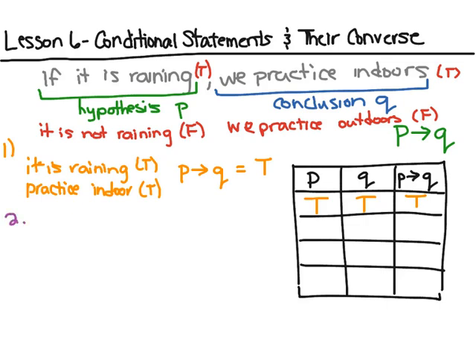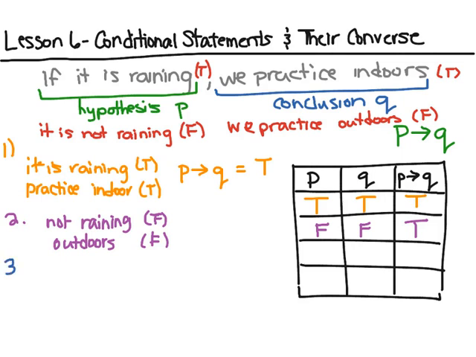Our second option would be if they are both false. So if it is not raining, we practice outdoors. And that would be true too. Because if it's not raining, you're totally welcome to practice outdoors. So if P is false and Q is false, together they are true. If they're both wrong, in the end they're right. It goes against all logic, but it's right.